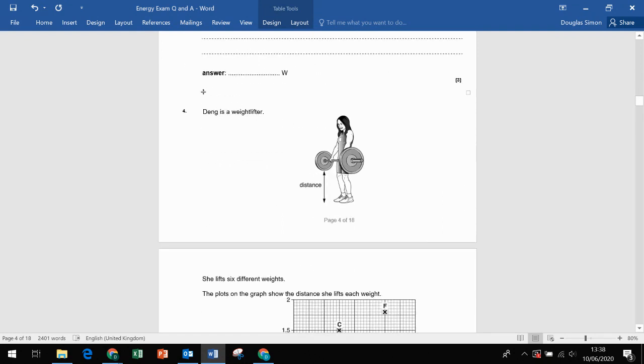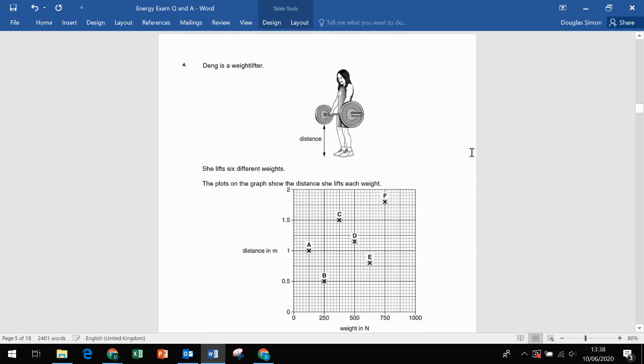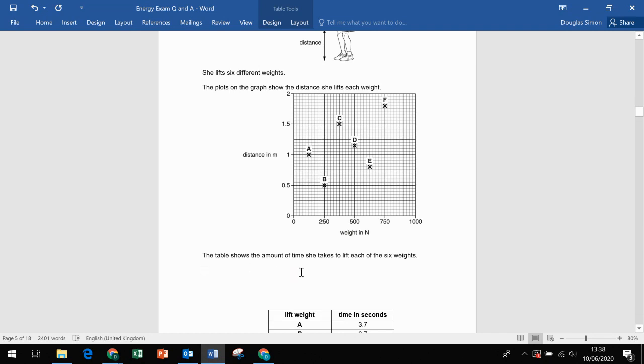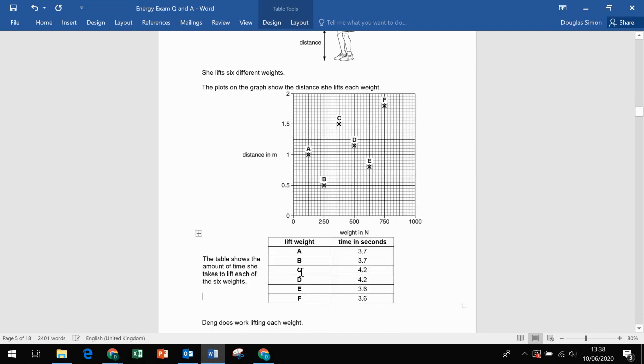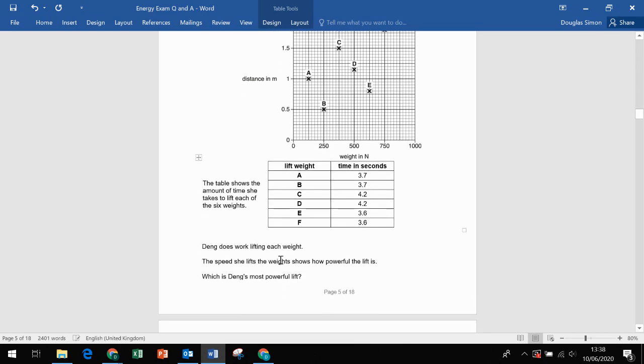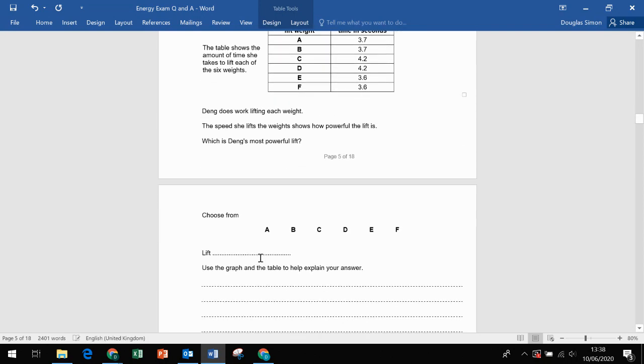All right, question 4. We'll just get it all on the same page. Deng is a weightlifter. She lifts 6 different weights. She plots the graph, which shows the distance and the weight. The table shows the amount of time she takes to lift each of the 6 weights. Deng does work lifting each weight. The speed she lifts the weight shows how powerful she is. Which is Deng's most powerful lift?